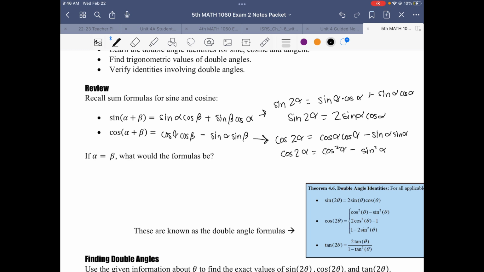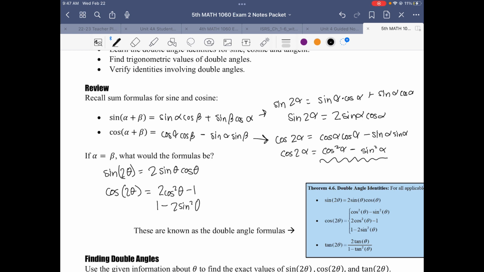That should look at least a little familiar to you. Okay. So what would the formulas be? Well, we would get that the sine of 2 theta would equal 2 times the sine of theta times the cosine of theta. Or the cosine of 2 theta could equal this, cosine squared of alpha minus sine squared of alpha. Other forms that it often takes would be 2 cosine squared of theta minus 1. That's one option. Another one that comes up a lot is 1 minus 2 sine squared of theta.